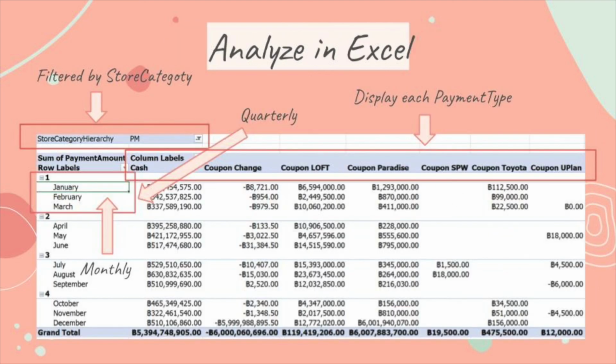And next, we use the cube to analyze in Excel to gain some more insight. For example, this is a table of total payment amount. Each row represents amount quarterly and can be drilled down to monthly. Each column represents each payment type, including cash, coupon, and so on. And also, we can filter using the store category, which in this table, I chose PM Store.